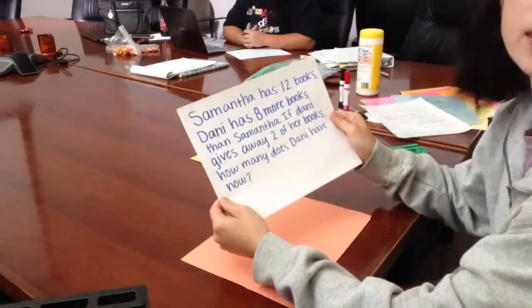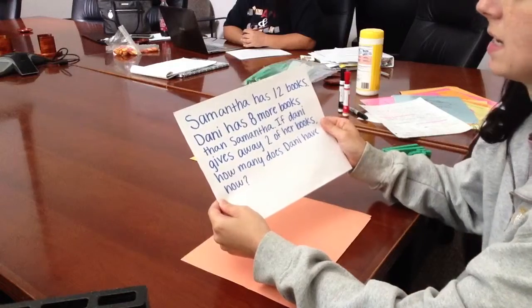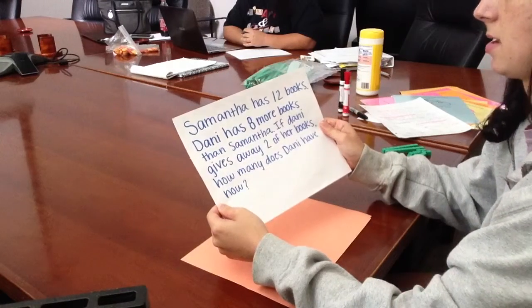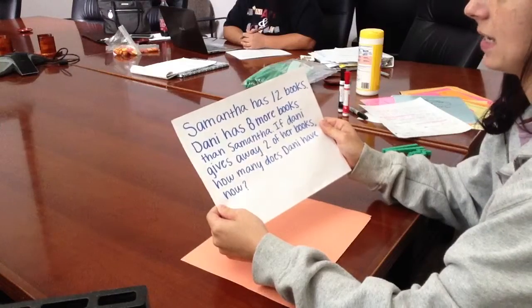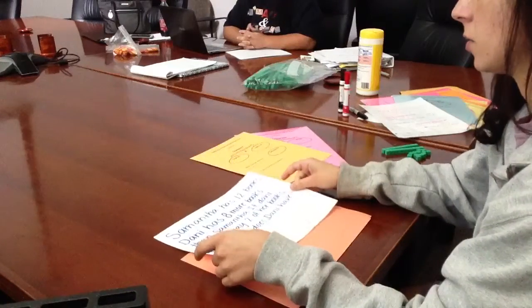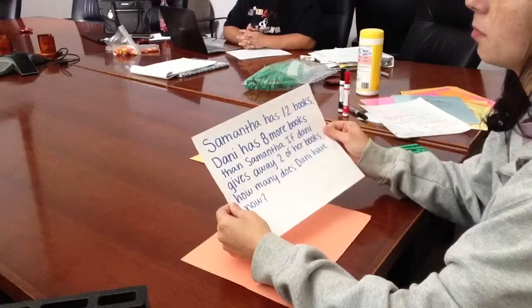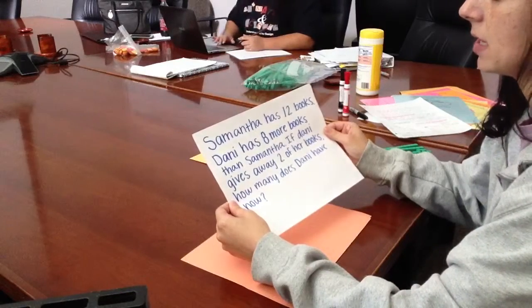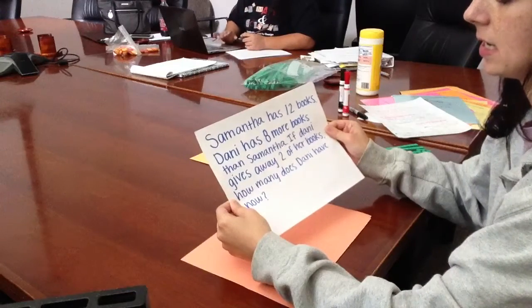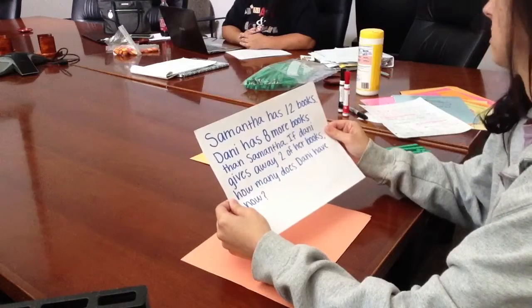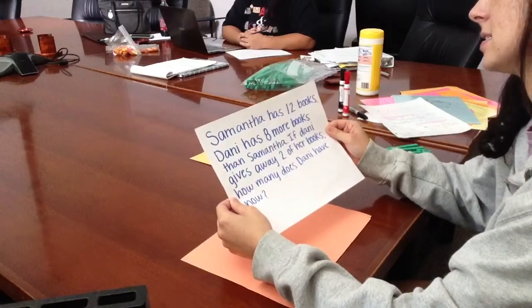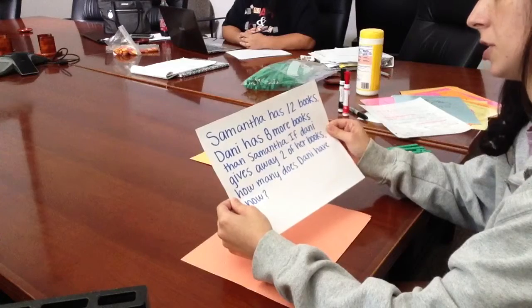It says, Samantha has 12 books. Danny has 8 more books than Samantha. If Danny gives away 2 of her books, how many does Danny have now? So first, looking at the first part of the problem, it says Samantha has 12 books and Danny has 8 more books. Well, the first question we need to ask is, is there a change occurring?